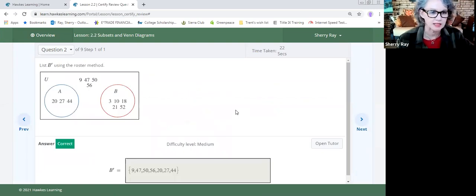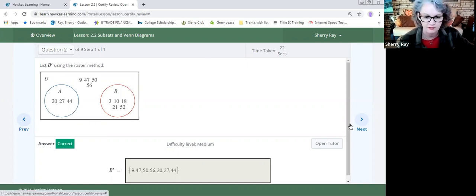Find B complement, and B complement is all the numbers that are not inside B. So that would be the 9, 47, 50, 56, 20, 27, and 44, which I have listed.